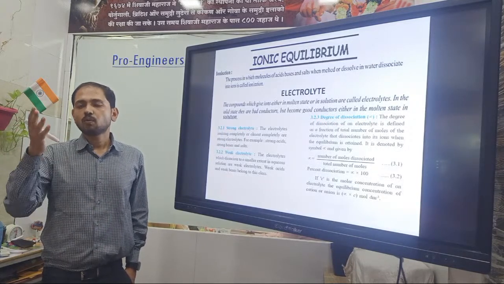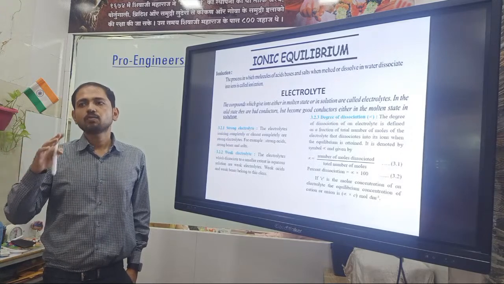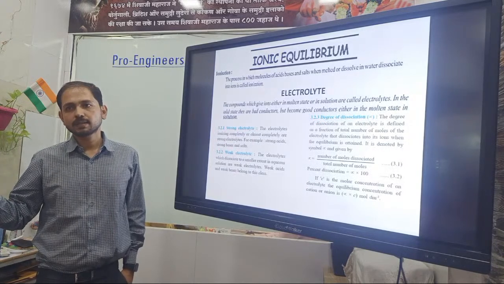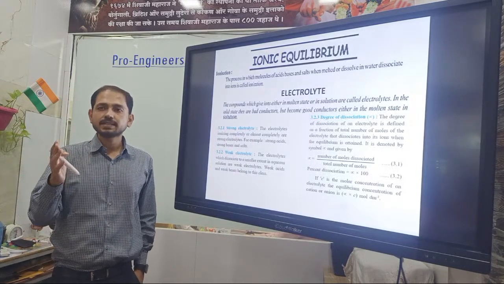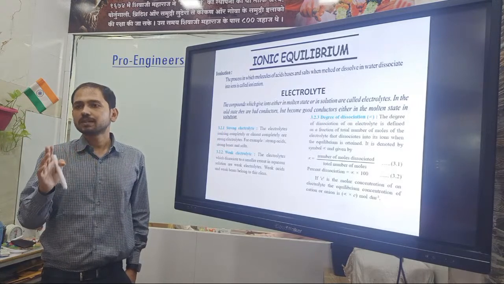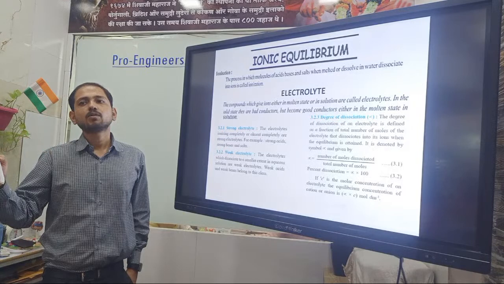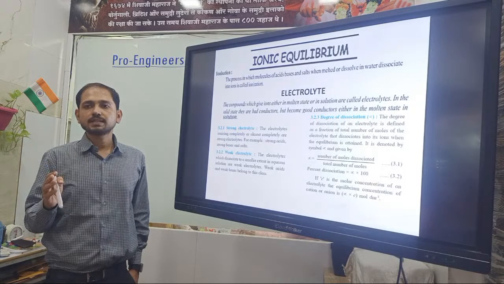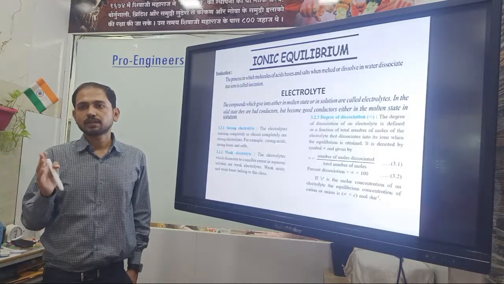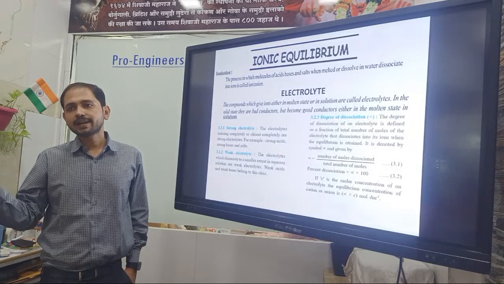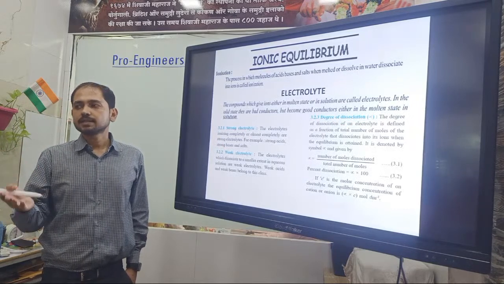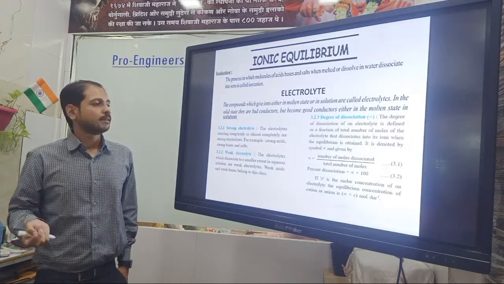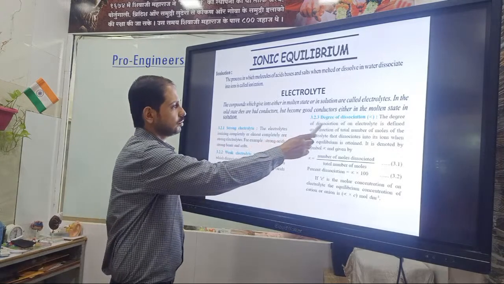Suppose we take 1 molar of HCl, it will give 1 molar of H+ and 1 molar of Cl-. But if we take 1 molar of a weak acid, let's say acetic acid, it will not give you 1 molar of H+ and 1 molar of acetate anion, right? That's why weak acids are considered weak electrolytes. They do not dissociate 100% in the solution. As a result, they produce fewer ions in the solution. Now, what is the degree of dissociation?